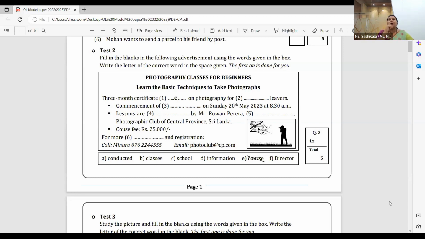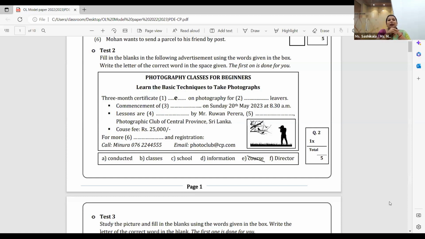Let us read the words given in the box. Write the letter. As you did in the first one, you have to write A, B, C, or D in the blanks. Okay, first one is done for you. Photography classes for beginners. Learn the basic techniques to take photographs. So put everything into your mind, each and every word that you are going to fill in. Read the entire sentence and see. Sometimes the word which you are going to fill may come from the beginning of the sentence, the pre-sentence or the post-sentence.